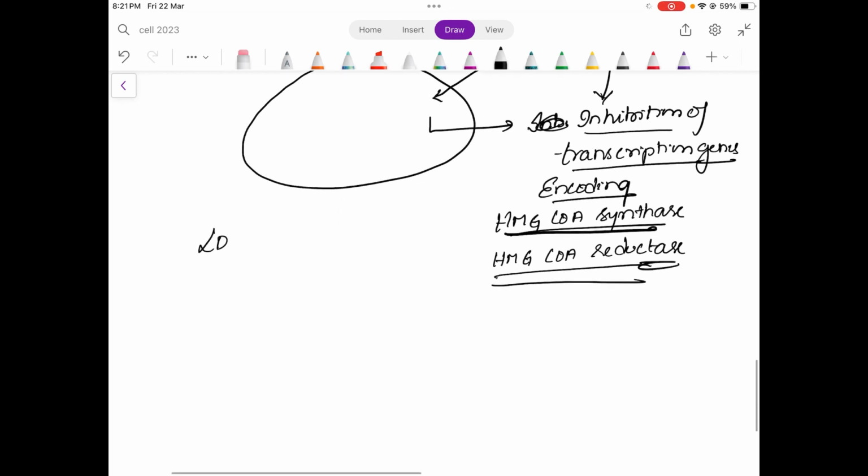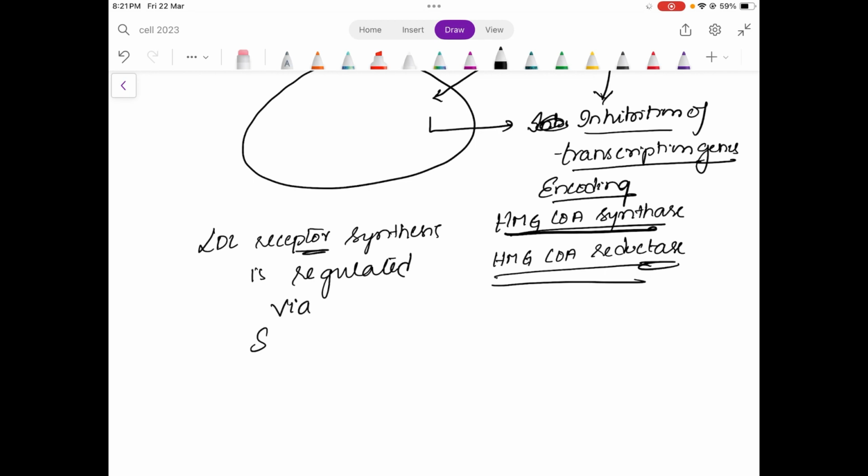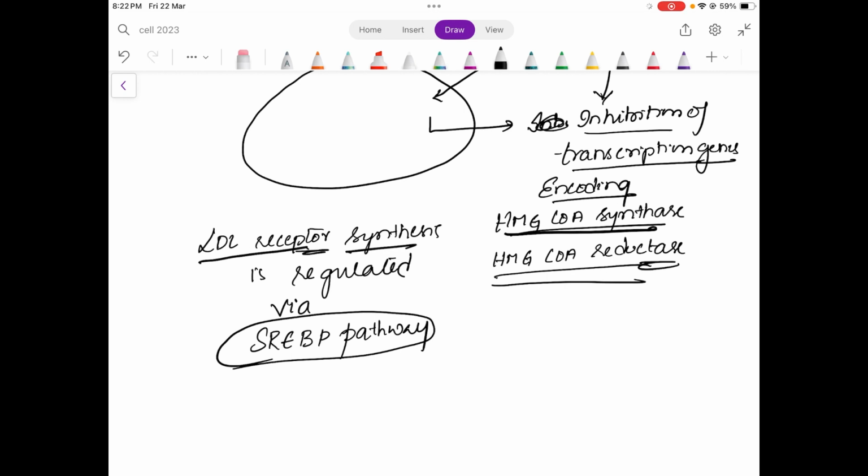And LDL receptor synthesis is regulated via the SREBP pathway. This SREBP pathway is a regulatory step for cholesterol synthesis. Through the same mechanism, LDL receptor synthesis is regulated by the SREBP pathway.